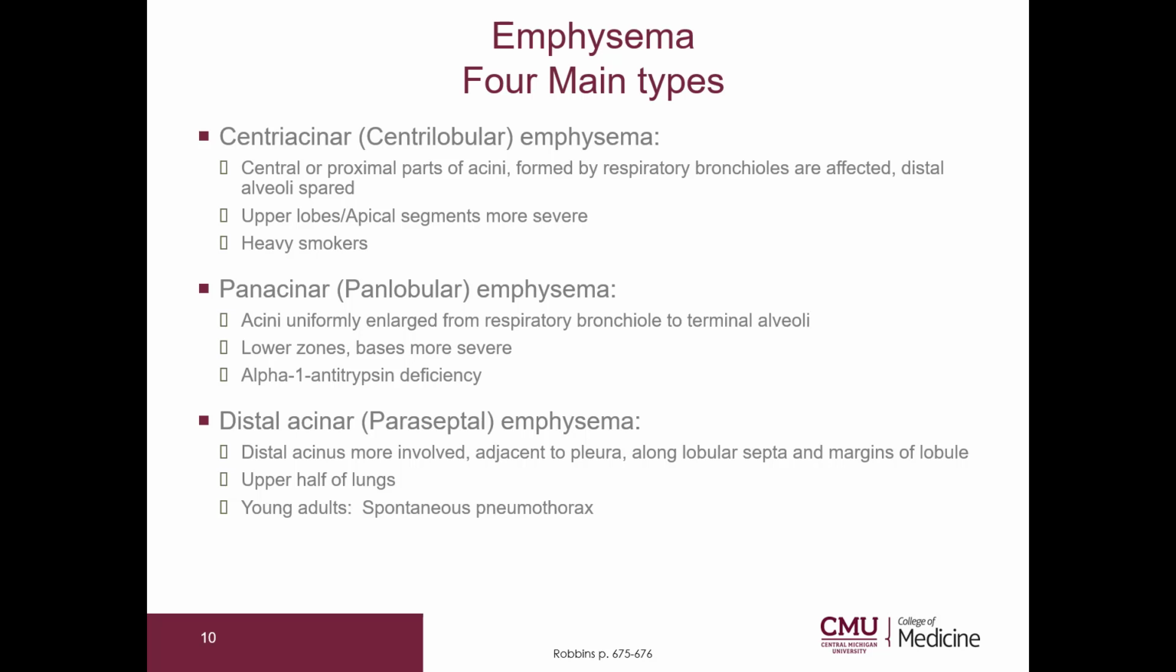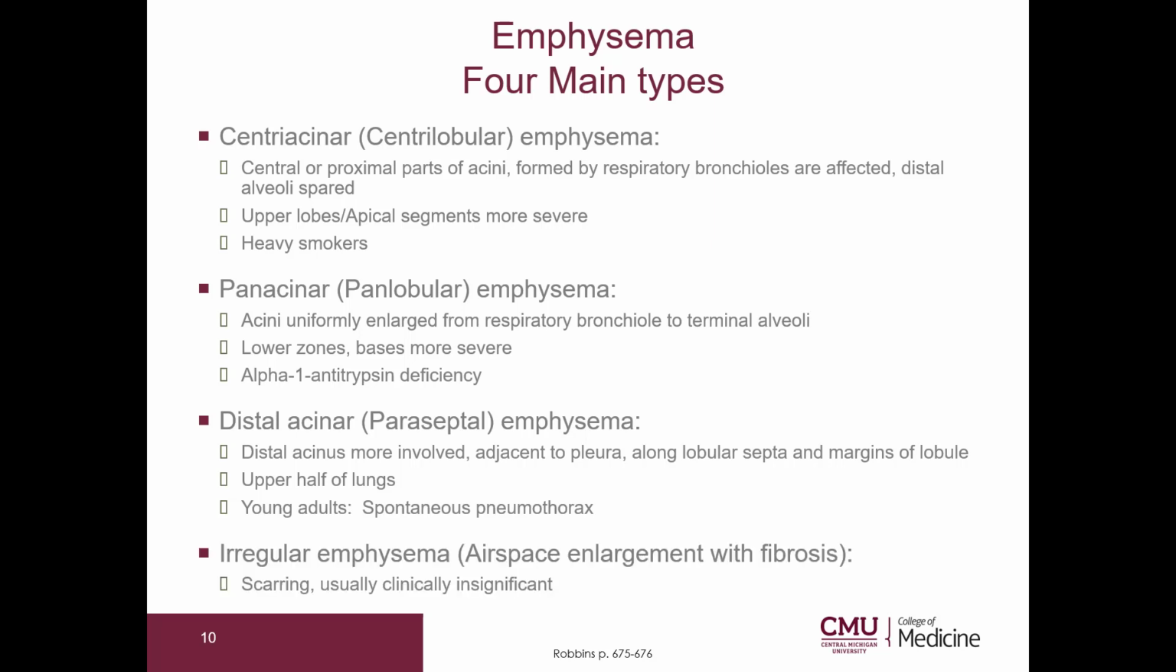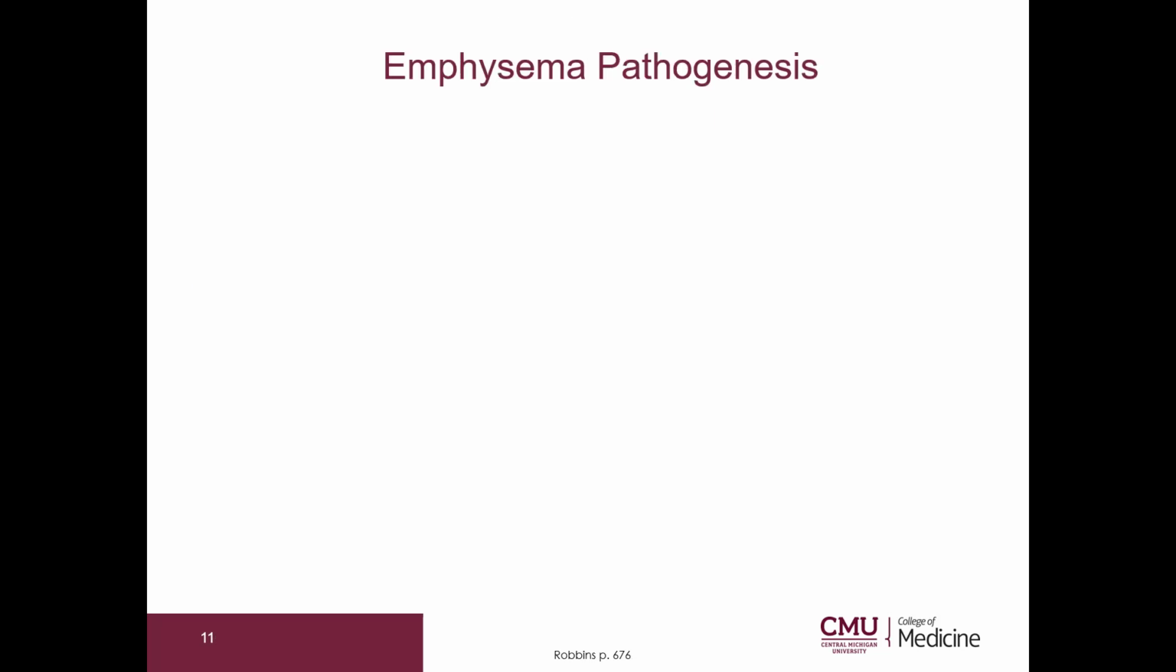Distal acinar emphysema, of course, means the distal acini are more involved. This generally involves the upper half of the lungs and can occasionally present as a spontaneous pneumothorax in young adults. Irregular emphysema is generally due to scarring and is usually clinically insignificant.